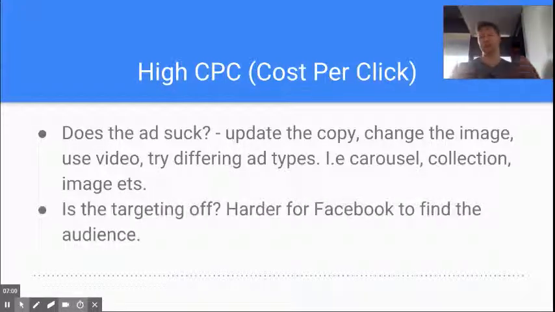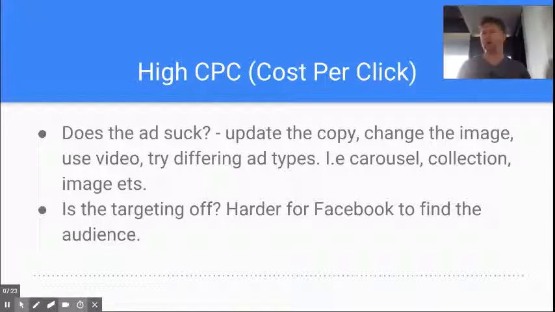All right, rightio. Next one is: is the targeting off? And again, I'm going to be repeating myself quite a lot with some of these, because a lot of it is the same sort of stuff, it's basically how you go through and solve them. Is targeting off? To put it into perspective, if you've got a really high cost per click, it might be that your audience is really small.